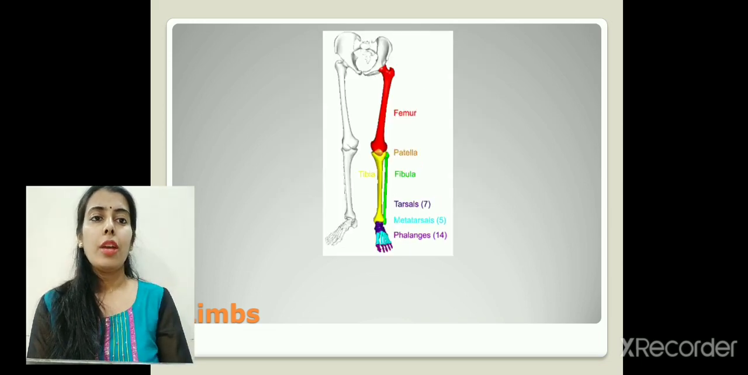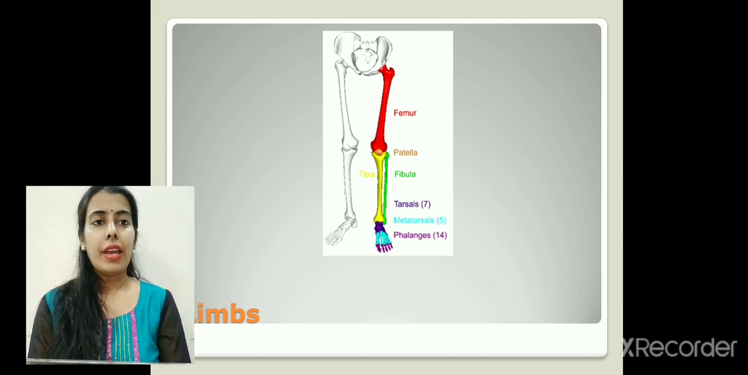Talking about our hind limbs or the legs. The first bone shown here is the femur. Next we have the patella, that is the kneecap. Below the knee we have tibia and fibula. At the ankle we have 7 tarsals. Then we have metatarsals and 14 phalanges.